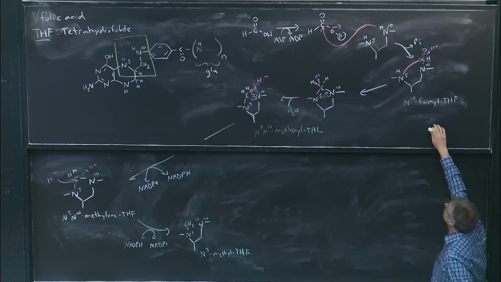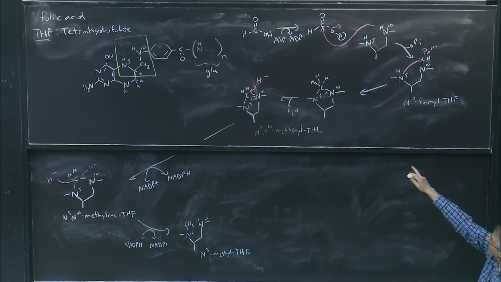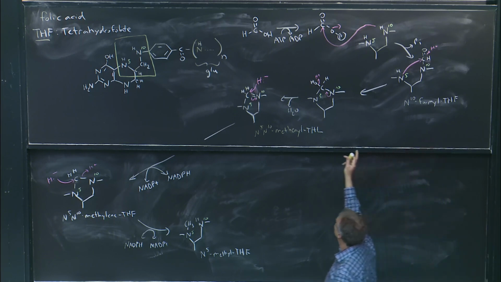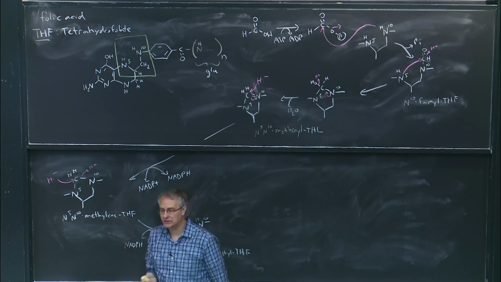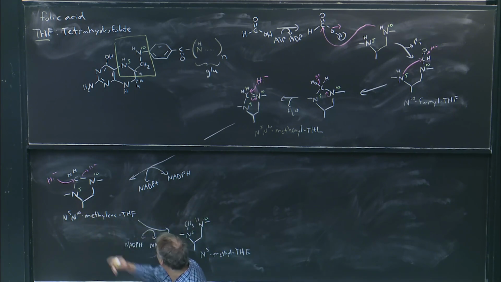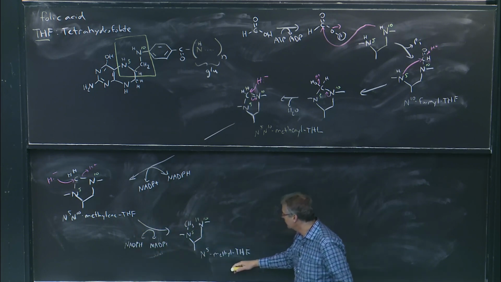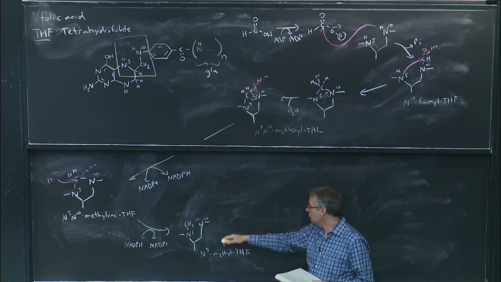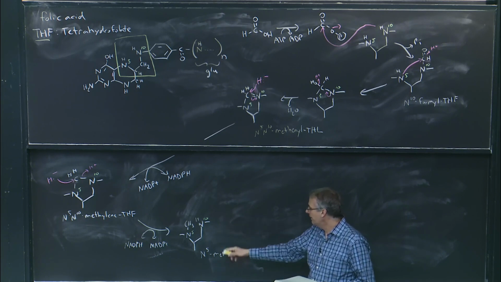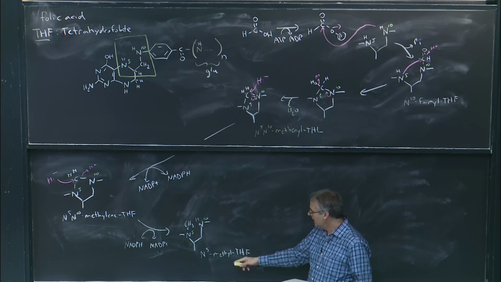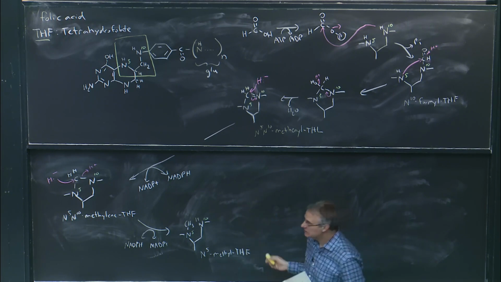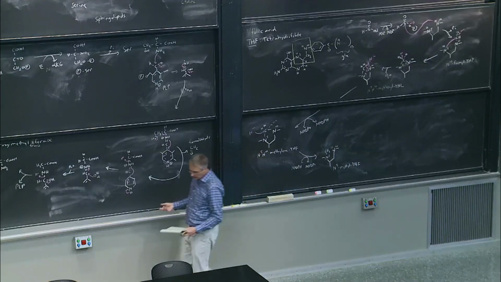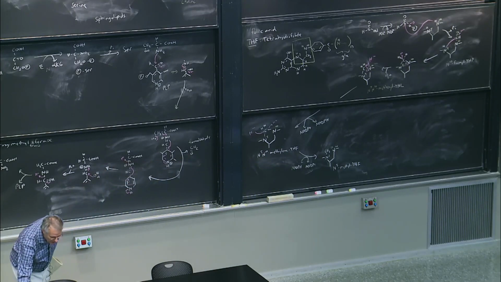So this N10 formyl THF is carrying formic acid, the one carbon acid. I can reduce it to N5, N10 methylene THF. That's carrying the one carbon aldehyde, formaldehyde. Or I could reduce it further. This is carrying the one carbon methyl group as N5 methyl THF. And it turns out that this allows a lot of flexibility in carrying out one carbon reactions.